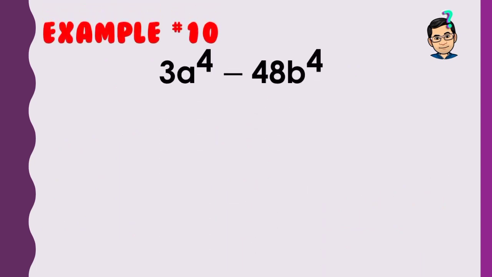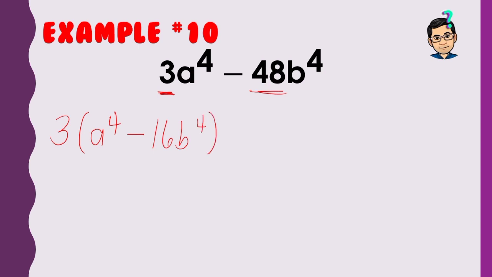So let's have the last example. 3a to the 4th power minus 48b to the 4th power. So ito yung combination siya ng may common monomial factor na siya. And then once na finactor mo siya, pwede pa siyang i-factor ulit. So try natin. The GCF of 3 and 48 is 3. And then the quantity a to the 4th power minus 48b to the 4th power divided by 3, that is 16b to the 4th power.